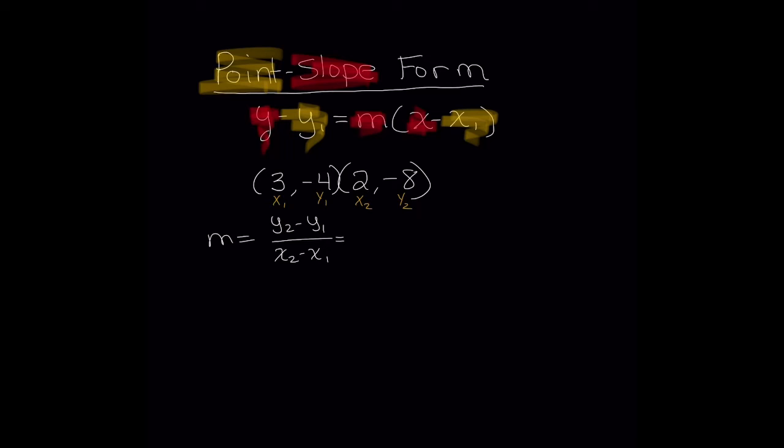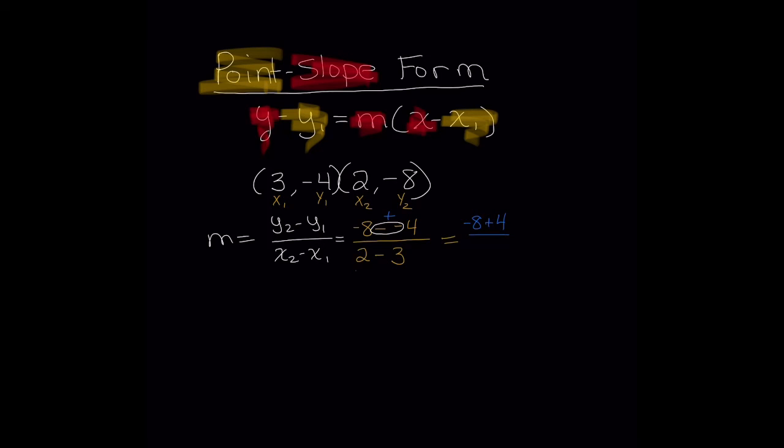So y2 is negative 8 minus y1 is negative 4. And x2 is 2. And x1 is 3. So then remember that some of you were asking, when do you add, subtract, change things into addition? So remember, when you have two negatives right next to each other, they become plus. So this would be negative 8 plus 4.